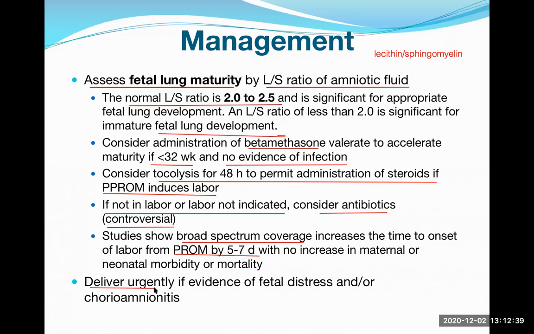Deliver urgently if there is evidence of fetal distress. There's no doubt at all. If fetal distress occurs at any time or any gestational period, you deliver the baby quickly, either by vacuum, forceps, or cesarean section. Or if there is chorioamnionitis, you never wait. You deliver the baby urgently in any gestational period.